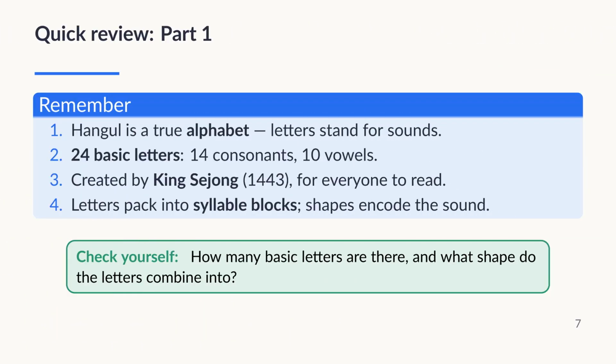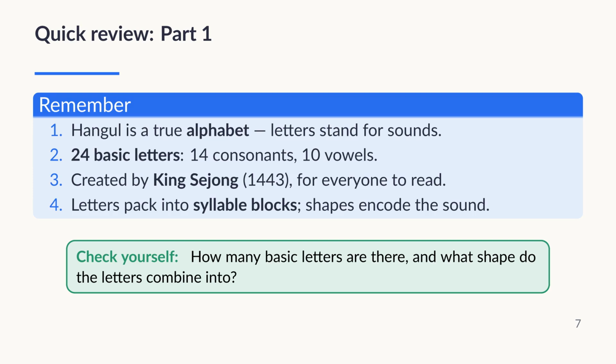Let us pause and review part 1, because we are about to switch from history to the actual letters, and a quick recap locks the ideas in. First, Hangul is a true alphabet, which means its letters stand for individual sounds, so learning the sounds lets you read. Second, there are 24 basic letters, 14 consonants, and 10 vowels. Third, the alphabet was created by King Sejong the Great in 1443, with the goal that everyone, not just scholars, could read and write. And fourth, the letters do not sit in a long line, they pack together into square syllable blocks, and the shape of each letter is a clue to how it sounds.